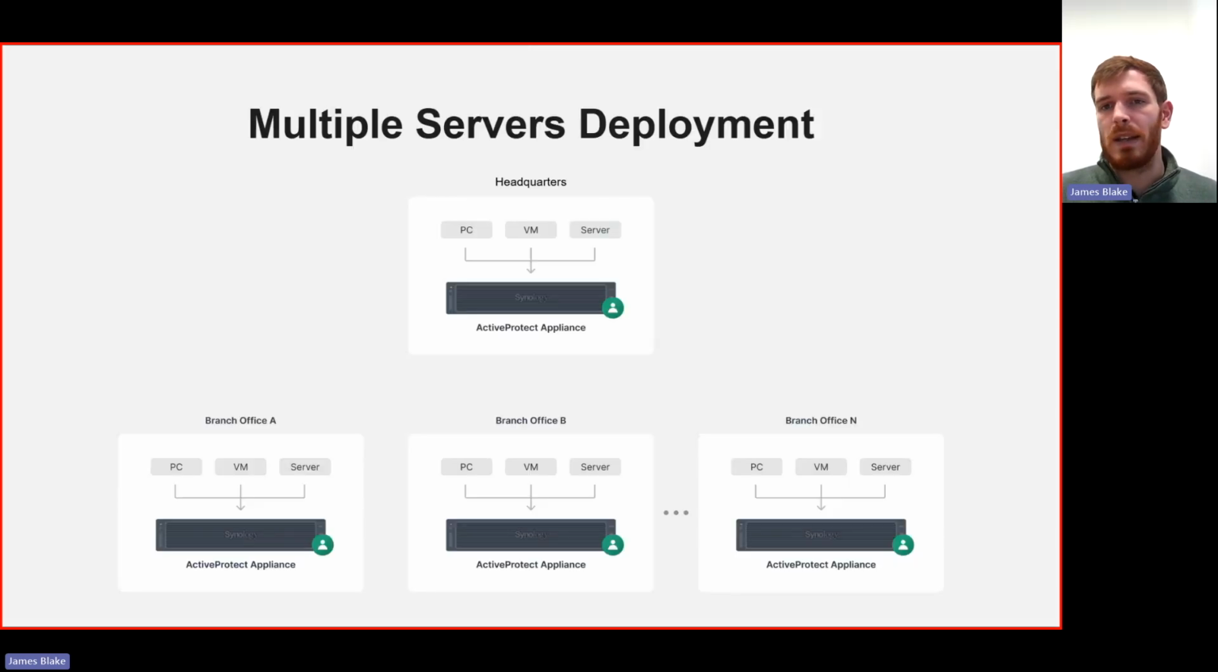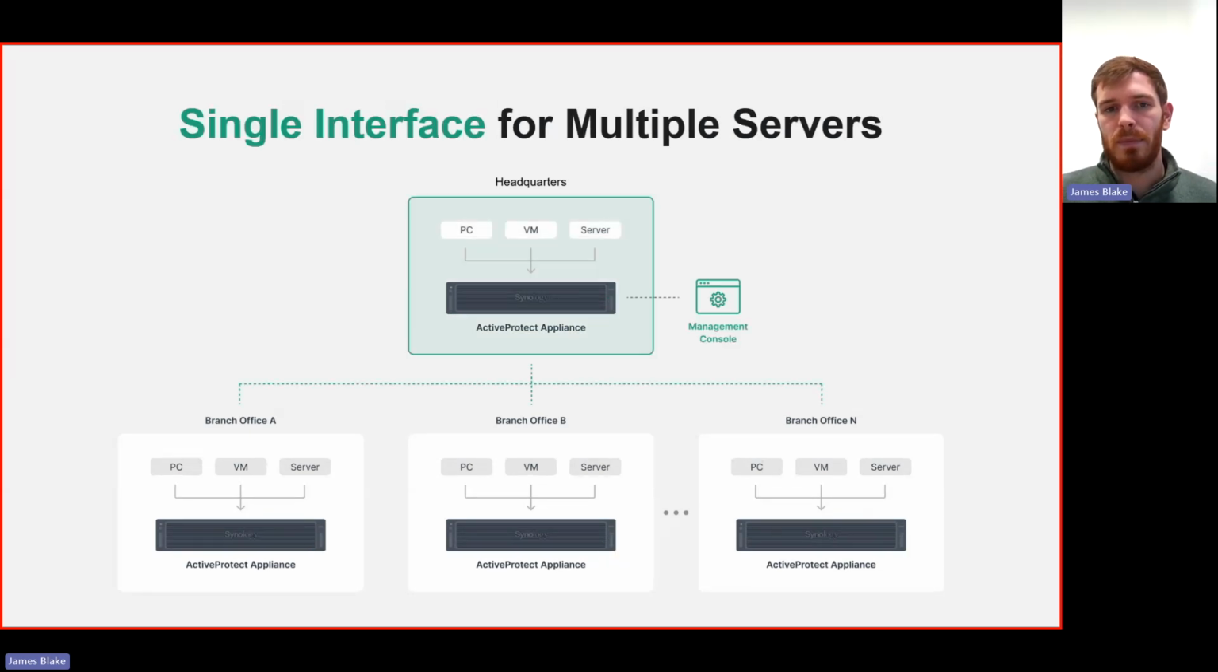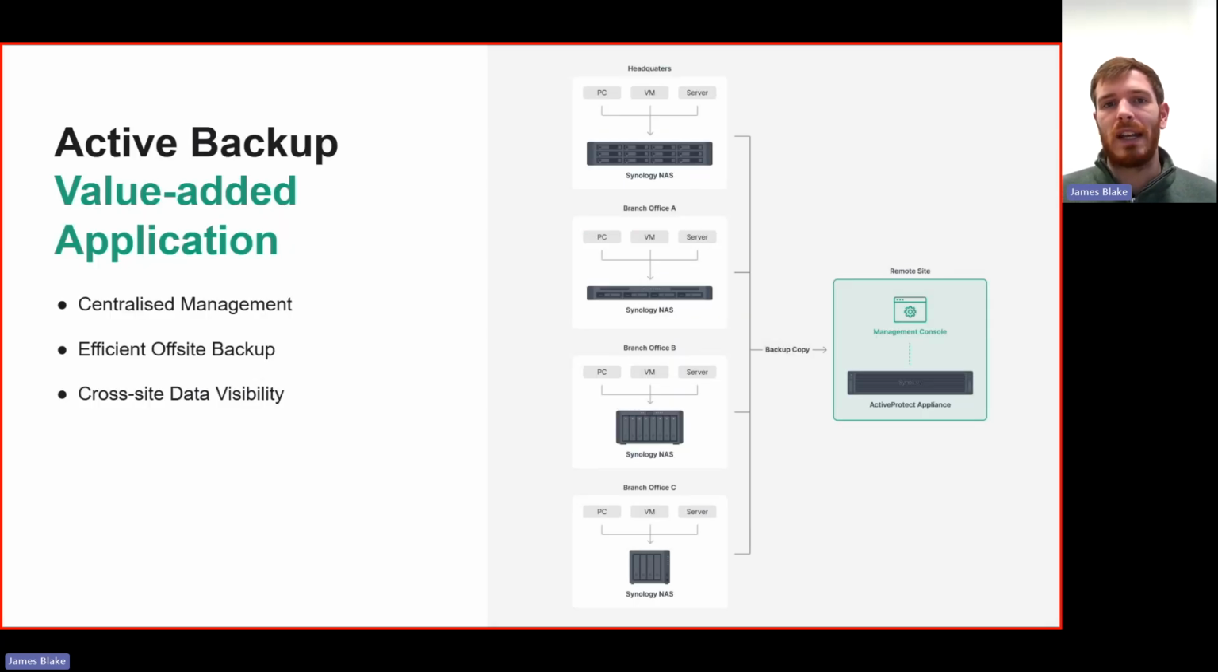But it's not just the software aspects that need to be controlled. What happens if we've got multiple systems that go into an ActiveProtect infrastructure? Well, we also include a single interface for multiple servers. So from a single central ActiveProtect node, you can protect all of your ActiveProtect backup appliances across the whole infrastructure. And you can also take it one step further and include all of your Active Backup for Business NAS systems too, allowing central IT to control the backups and make sure everyone is adhering to the company policies.